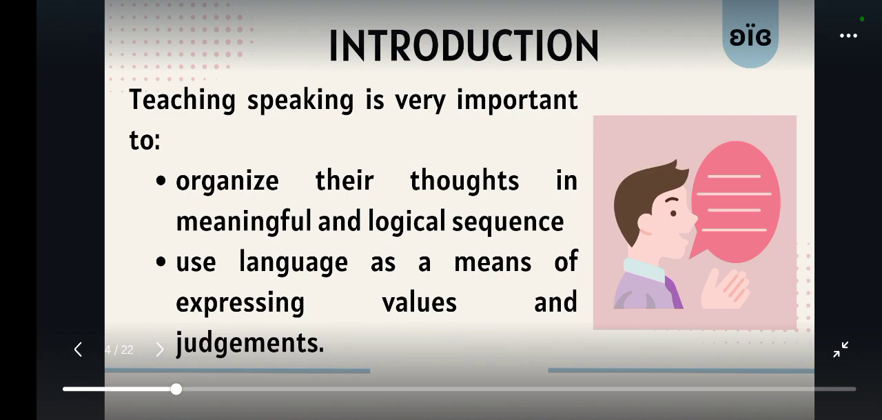So it's very important that in considering this kind of skill, we should also focus on how we are going to speak, the manner or the way we speak with other people. And when we are speaking, mostly we are going to express our judgment or our opinion about things. So it's very important that we are not only teaching the grammar or the sentence structure, but also the importance of the manner when we are speaking.